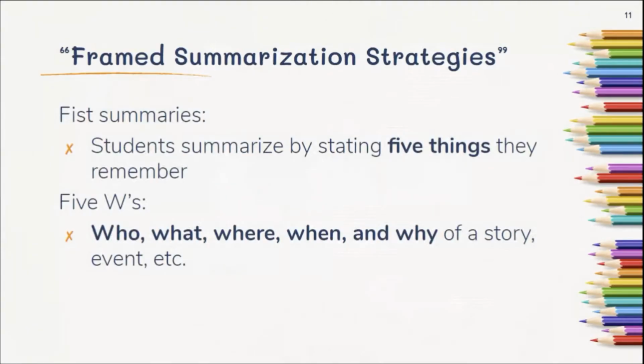To give you some examples, here's some easy ones for some of the lower grades. A fifth summary, the student summarizes by stating 5 things they remember, and they just count off those things on their fingers. They could also use the 5W strategy, where they tell us who, what, where, when, and why of a story, of an event.